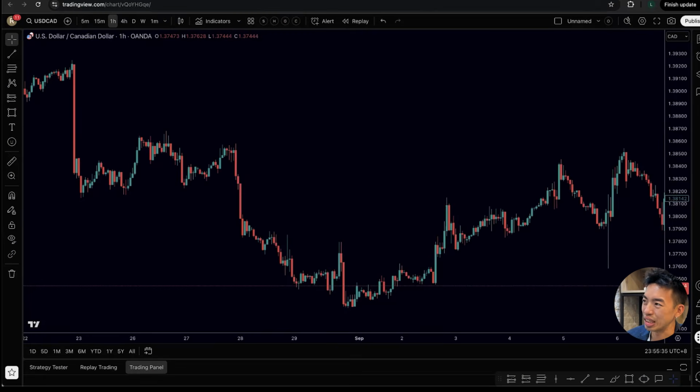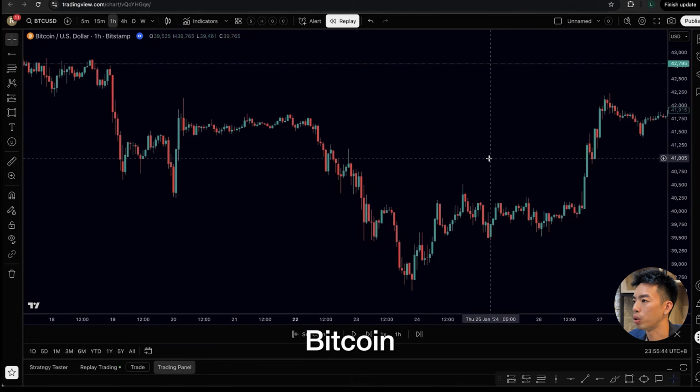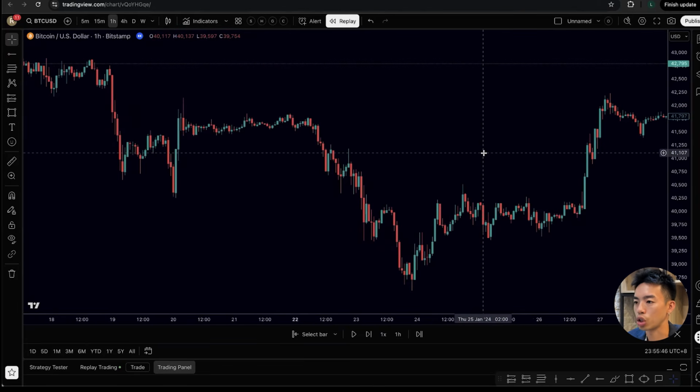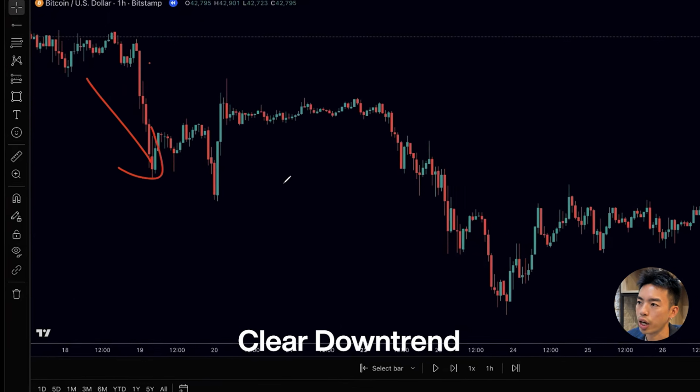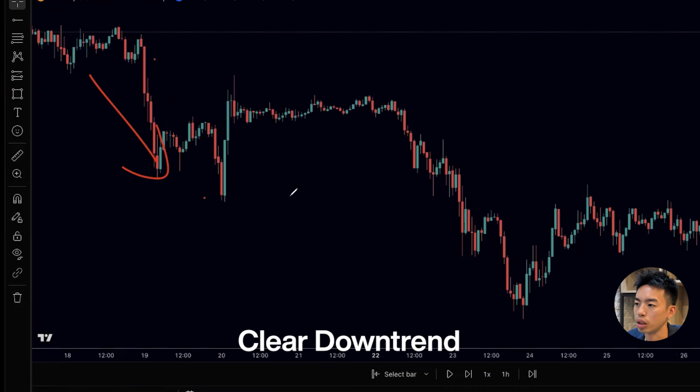Okay, but seriously, let's have a look at another example here on Bitcoin. Here I have this example pulled up where it's a picture perfect trap. Now again, a very similar story. We have a clear established downtrend. Any pullback traders are looking to sell.